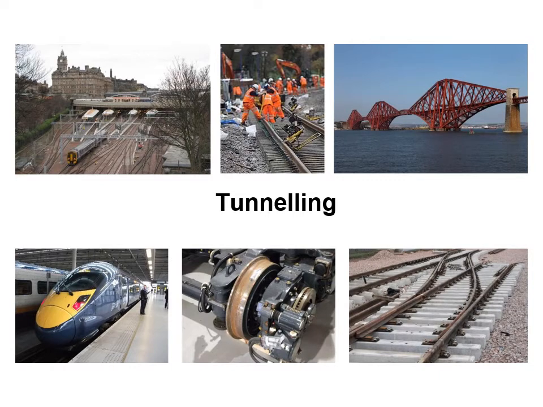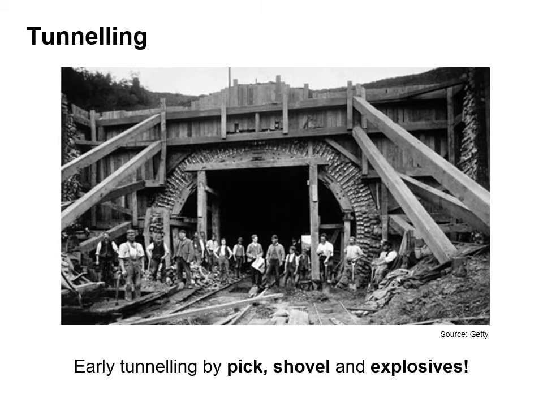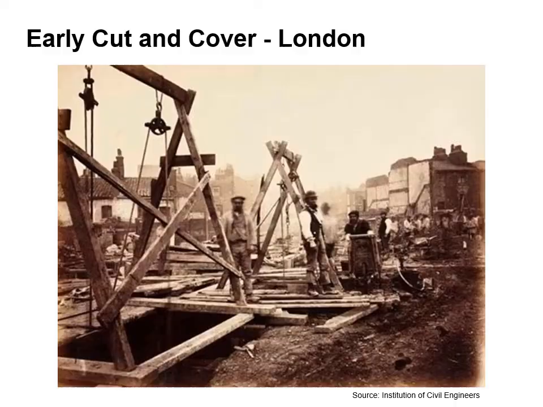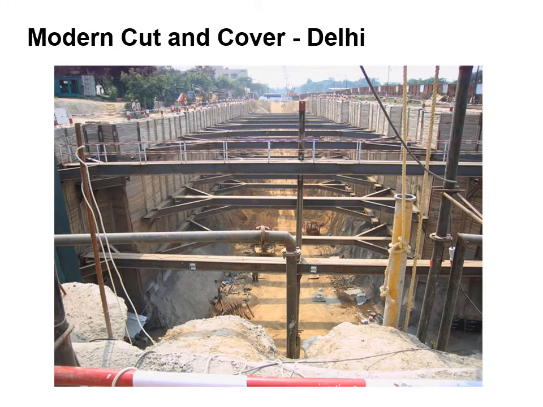So now I'm going to introduce you to some of the basic concepts of tunnelling and look at some railway tunnels in particular. So early tunnels were often dug by pick, shovel and blasting using explosives. A very labour-intensive process, which was extremely dangerous as well. In London they used what's called cut and cover techniques, where they excavated the ground in the street, constructed the railway tunnel, and then buried it, and then reinstated the street on the surface. Here we can see a modern cut and cover technique being adopted in Delhi, in India.